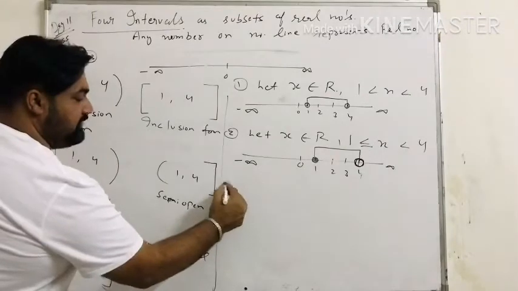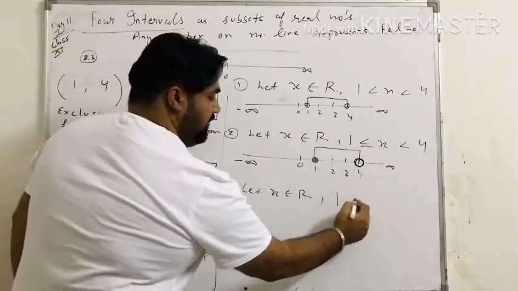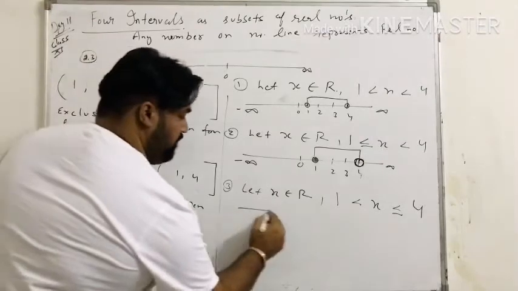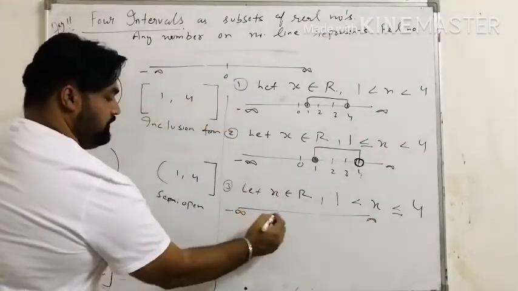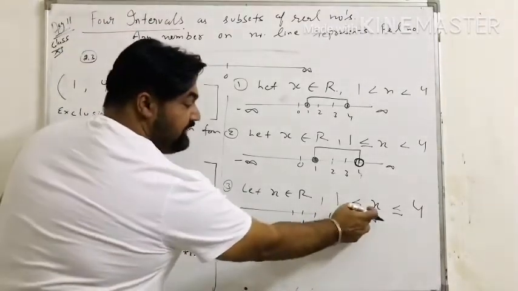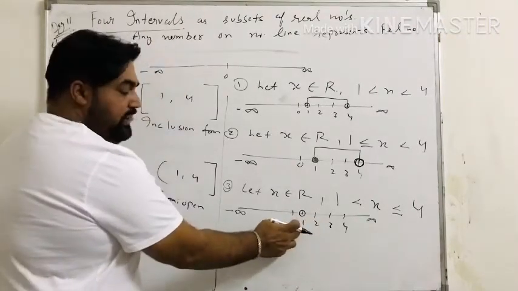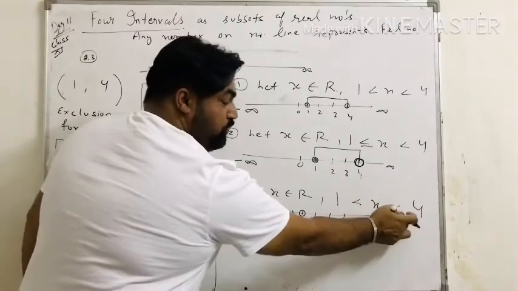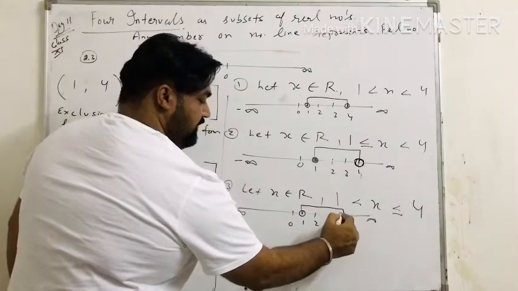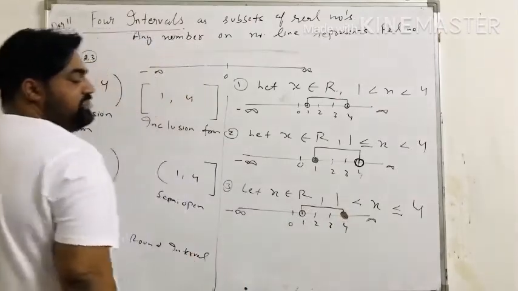Okay. Now third case, let x belong to R. The next one is 1 less than x less than or equal to 4. Now draw a number line: 0, 1, 2, 3, 4. Now the value of x is greater than 1, so 1 is excluded. But x is equal to 4 or less than 4, so this is the included case. So we represent 4 with a dark circle.